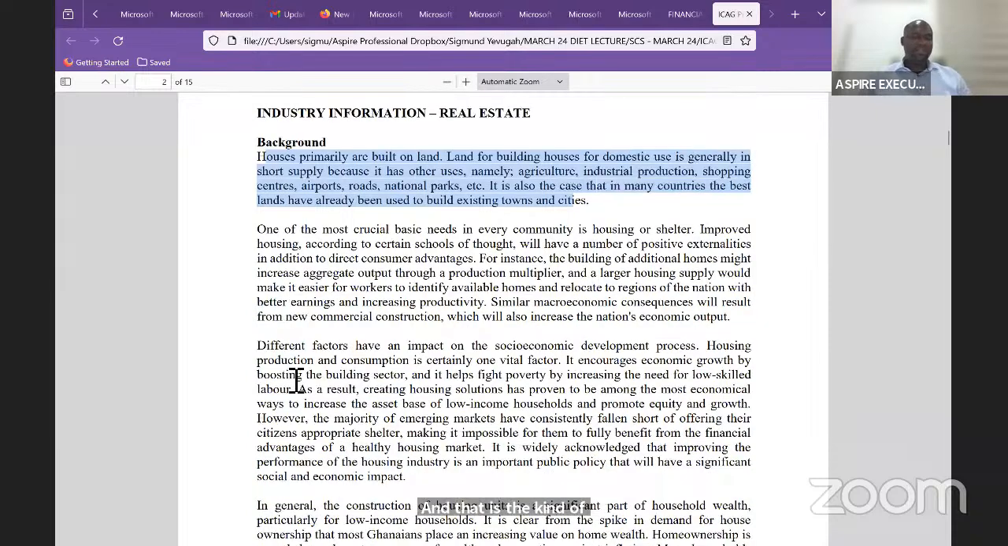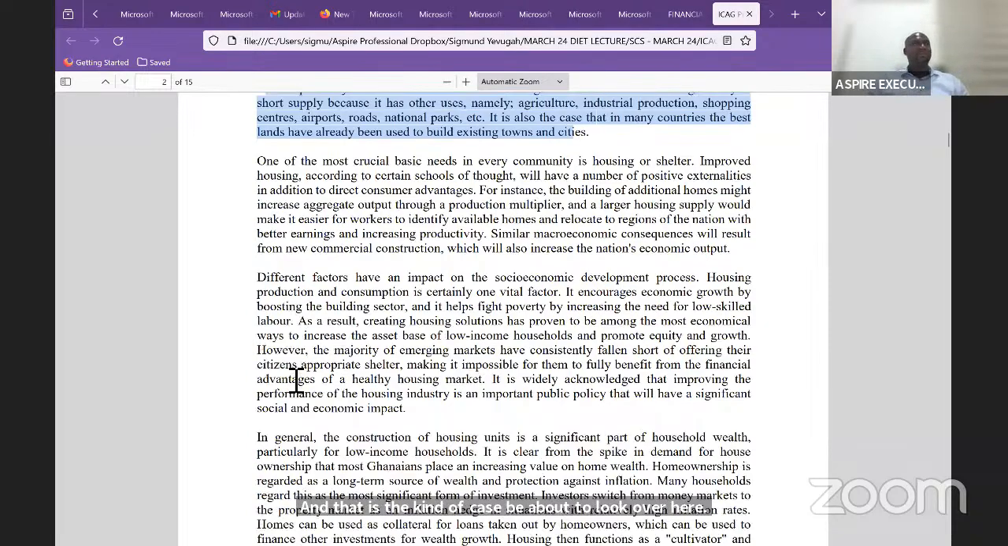So the whole essence of the introductory remark is to position your mind to get to know what real estate is about. Exactly, giving you an idea of what real estate is about. It's about providing shelter, but doing it on a commercial basis and making profit out of it.